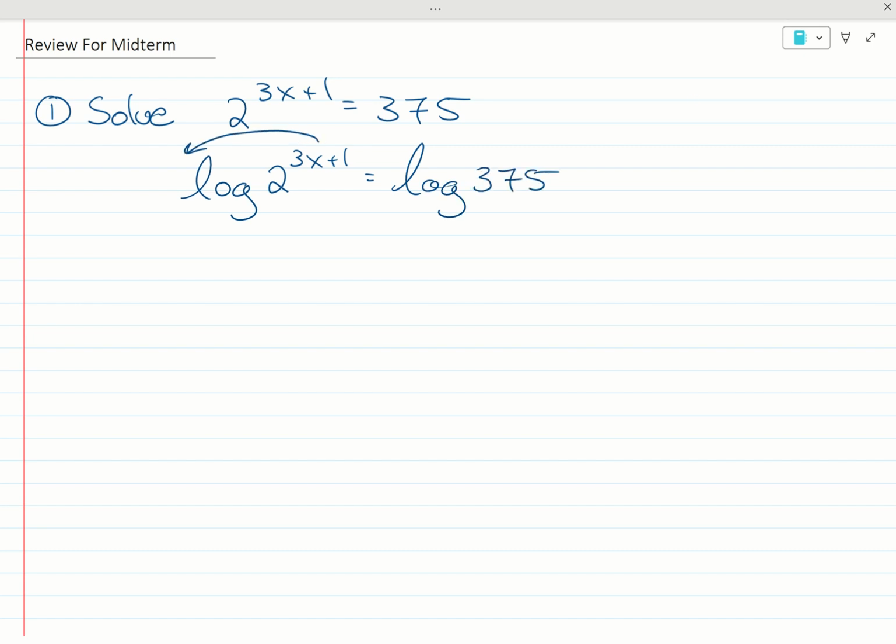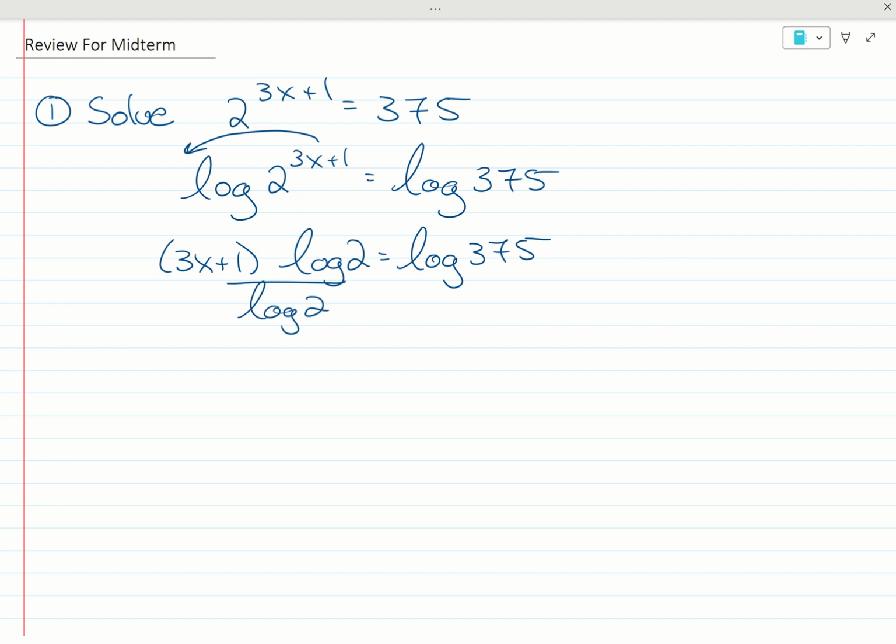Then we could go ahead and bring the power down, so 3x plus 1 is in front of the log of 2, and that's equal to the log of 375. If we divide both sides by log 2, we get 3x plus 1 is equal to the log of 375 divided by the log of 2.